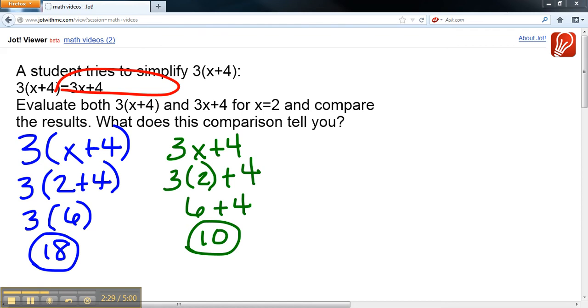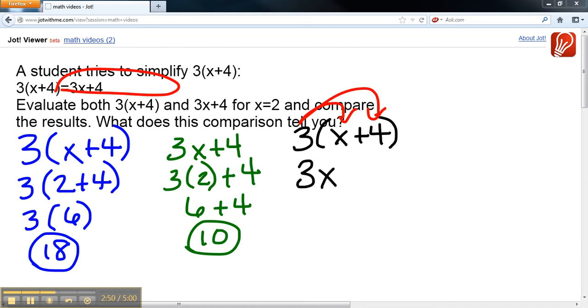And just quickly, let's talk about what it would be if the student had simplified it correctly. What the student forgot to do is the step of distributing that 3 into the x and the 4. In other words, 3 times x is 3x, and 3 times 4 is 12. So that would be the proper simplification.